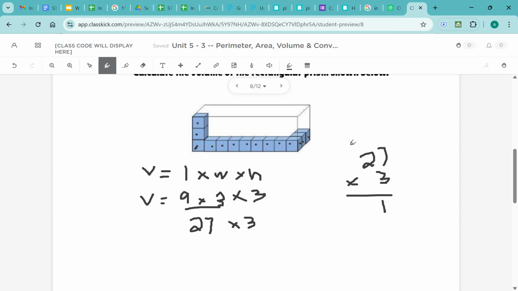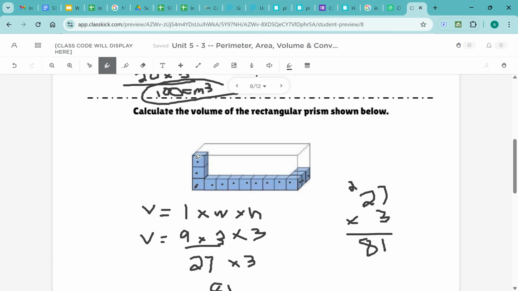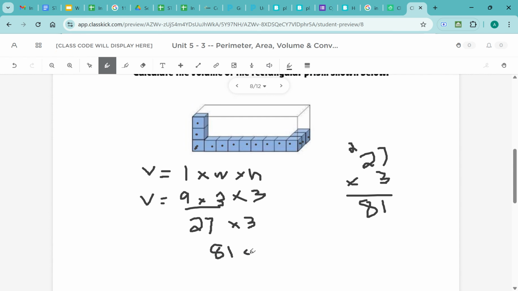7 times 3 is 21. Carry my 2. 3 times 2 is 6, plus 2 that I carried is 8. Okay, so I got 81. I don't think it tells me the units. So again, I'm just going to say 81 cubes fill up this shape.